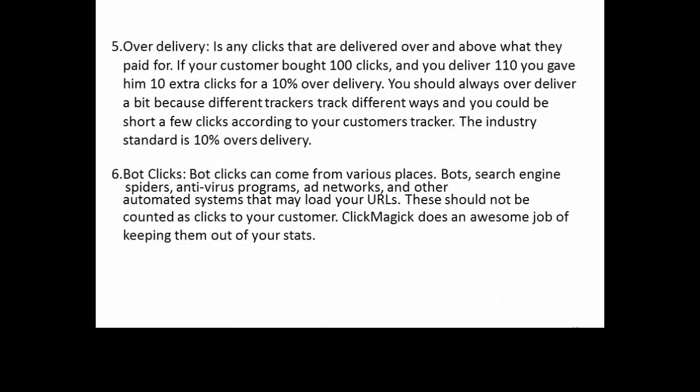Over delivery is any clicks that are delivered over and above what they paid for. If your customer bought 100 clicks and you delivered 110, you gave him 10 extra clicks for a 10% over delivery. You should always over-deliver a bit because different trackers track differently, and you could be short a few clicks according to your customer's tracker. The industry standard is 10% over-delivery.